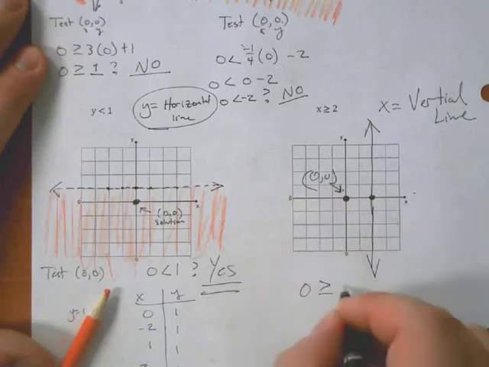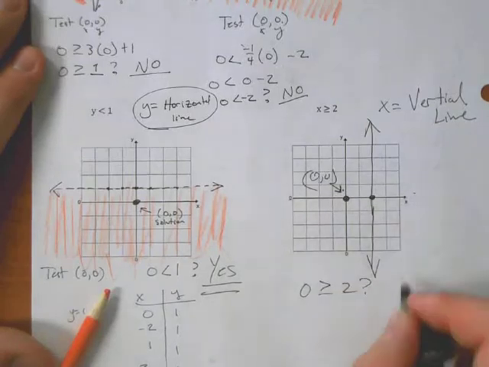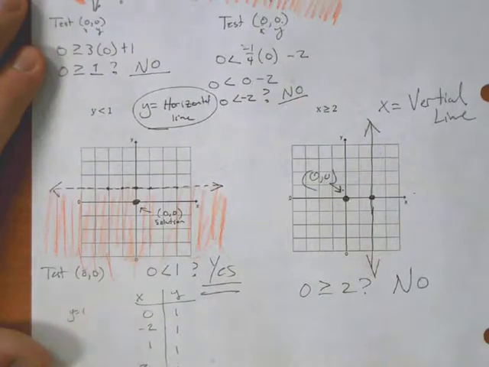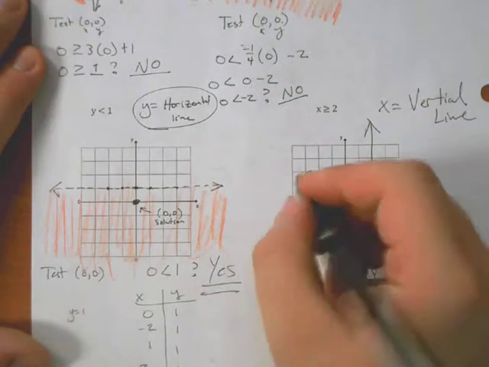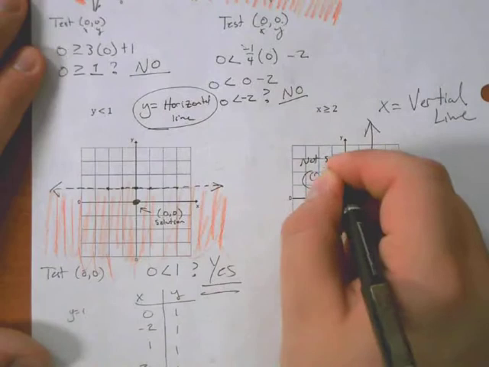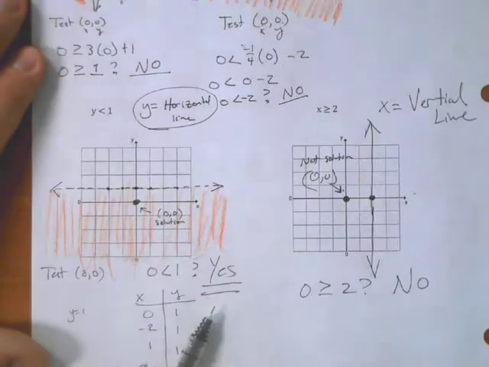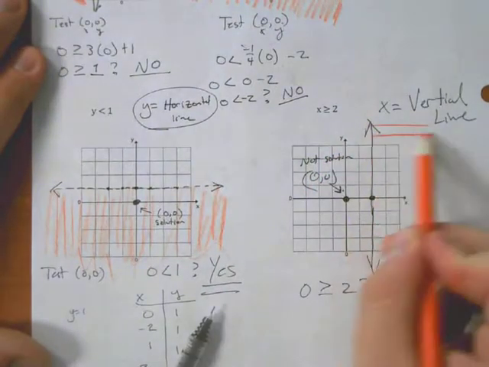Is 0 bigger than or equal to 2? So then this is not a solution, then our solutions are on the other side.